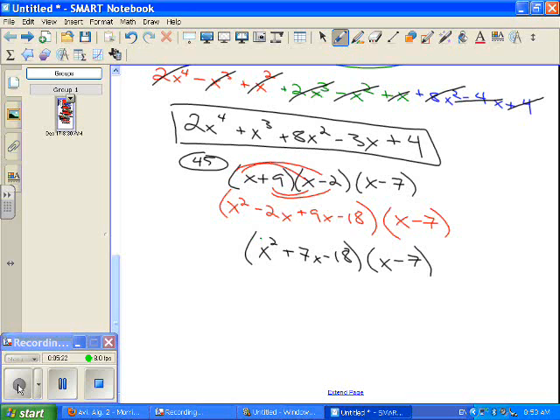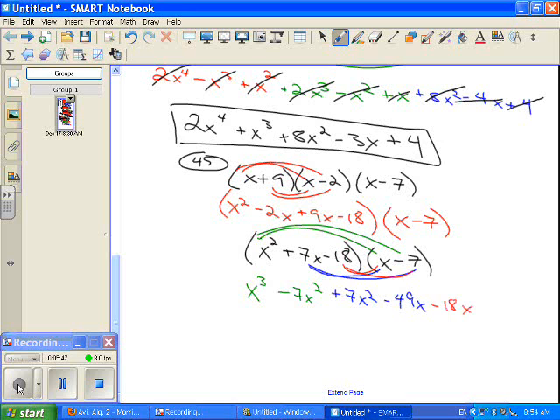All right. So, but if I go left to right, x squared times x, which is x cubed. X squared times negative 7, that's negative 7x squared. 7x times x is 7x squared. 7x times negative 7 is negative 49x. And then negative 18 times x is negative 18x. And negative 18 times negative 7 is going to get me a positive 126.